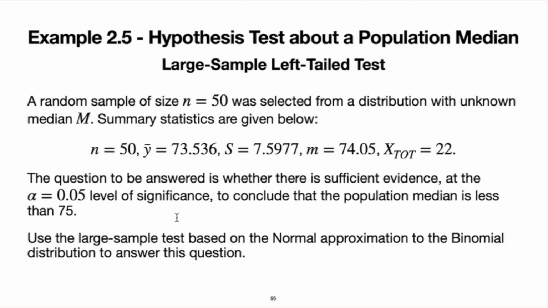So the question to be answered is whether there is sufficient evidence at the 0.05 level of significance to conclude that the population median is less than 75. All right, so we see the hypothesized value 75 here. So EXST is the number of observations out of the 50 that are greater than 75. And we're told to use the large sample test based on the normal approximation to the binomial distribution to answer this question.